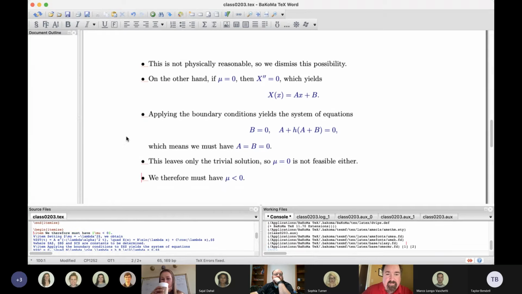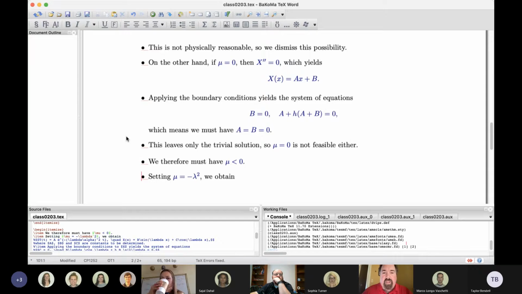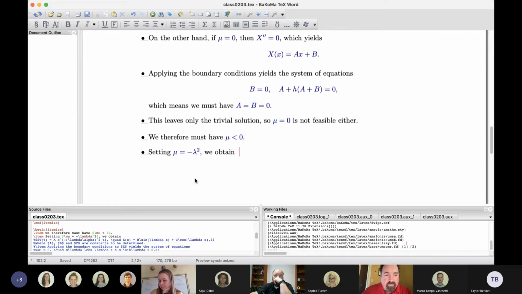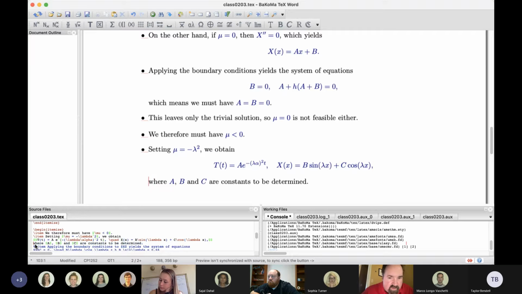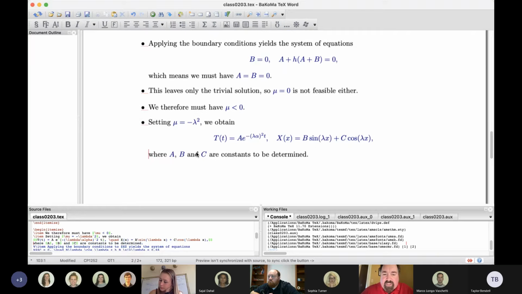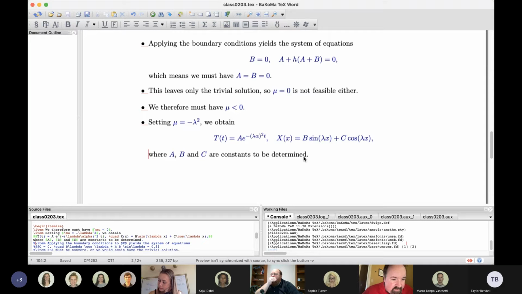So what happens in that case? To emphasize it's negative, we write it as mu is minus lambda squared. So this will definitely be a negative number as long as lambda is non-zero. And so then we have this decaying exponential for T of t, and X of x is this linear combination of a sine and a cosine, lambda x. So we have to make sure that this satisfies the boundary condition. Then once we get that sorted out, we need to figure out the constants a, b, and c, and that's going to depend on the initial data, which we'll deal with at the end.